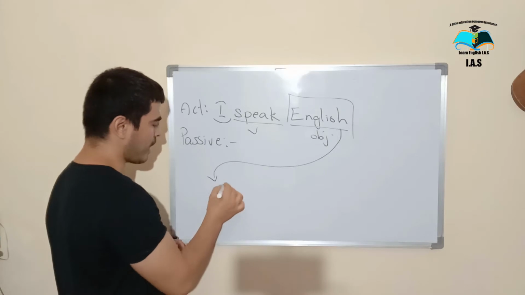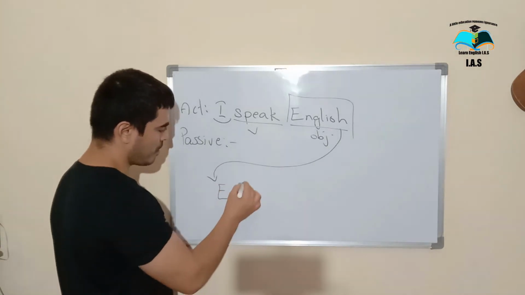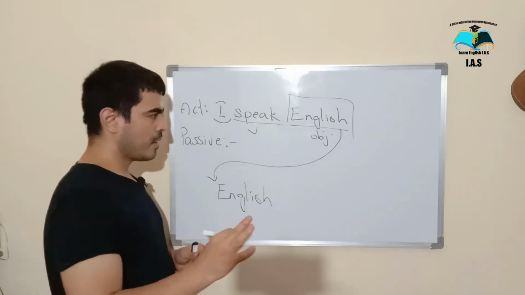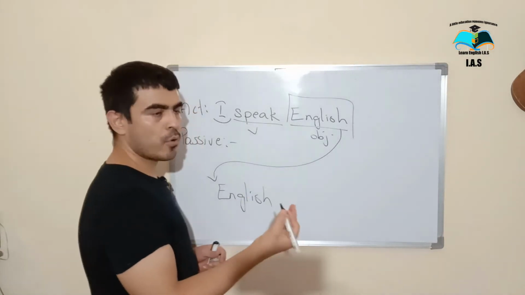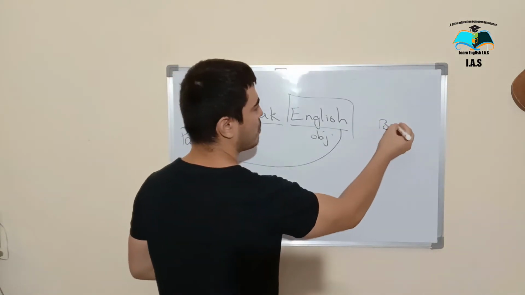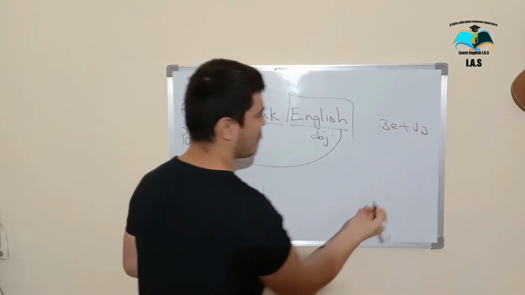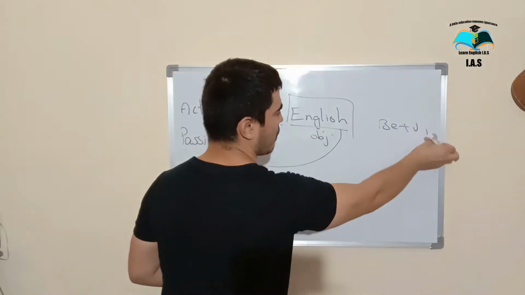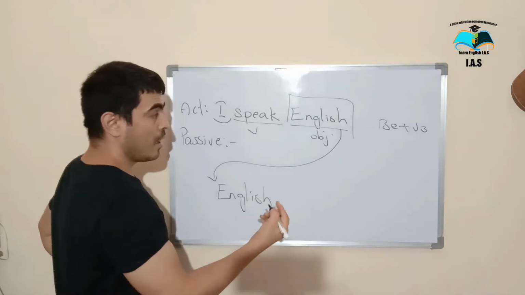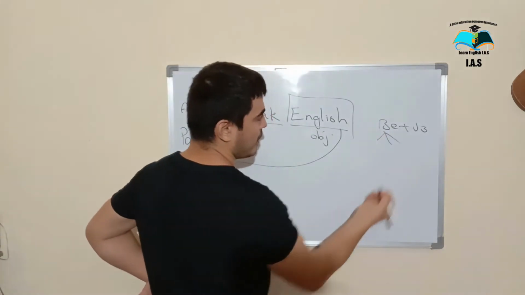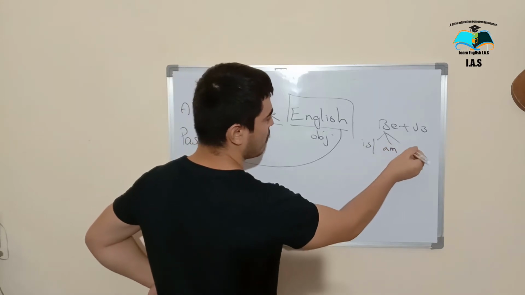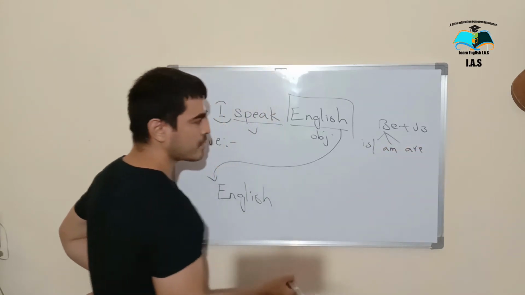Now I can say that English, and here now I'm going to focus on the structure of passive. So I'm using be plus verb 3. It means that verb 3 is very important in a passive sentence. Now, be can be different. Be can be is, it can be am, and also it can be are.